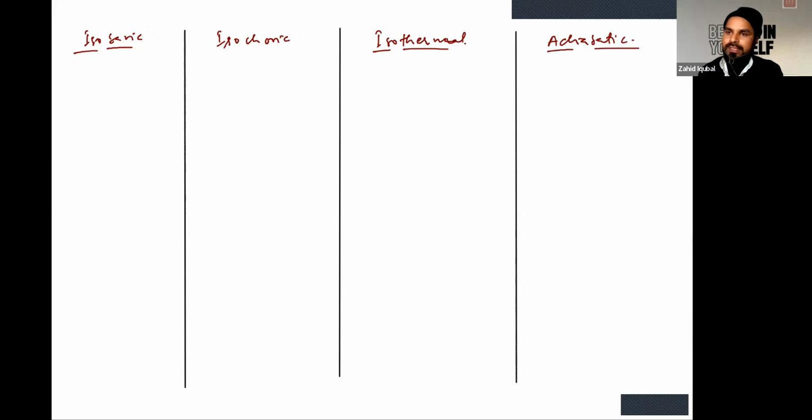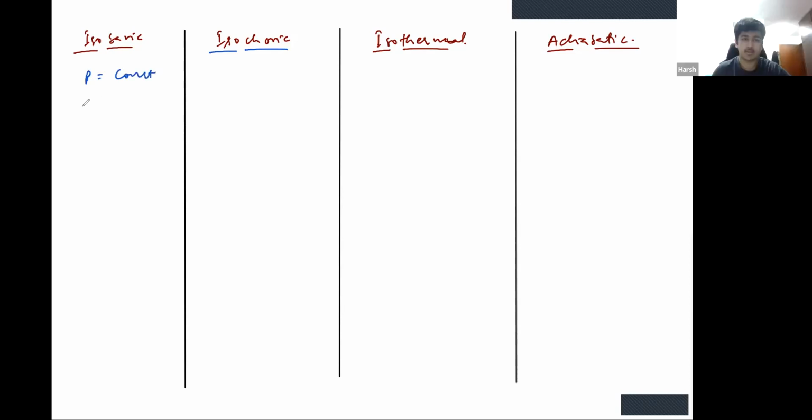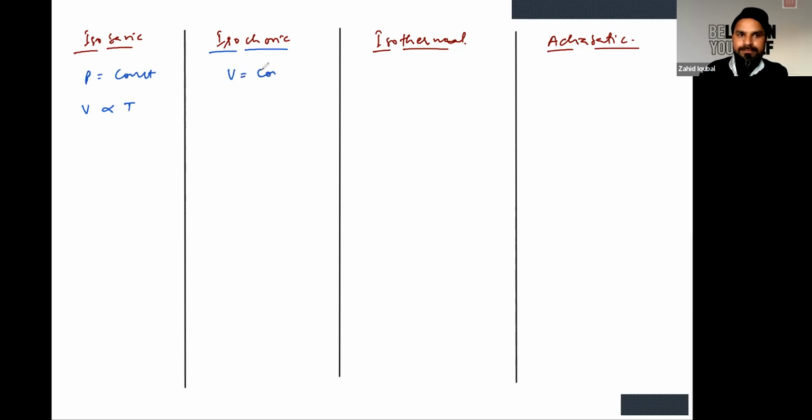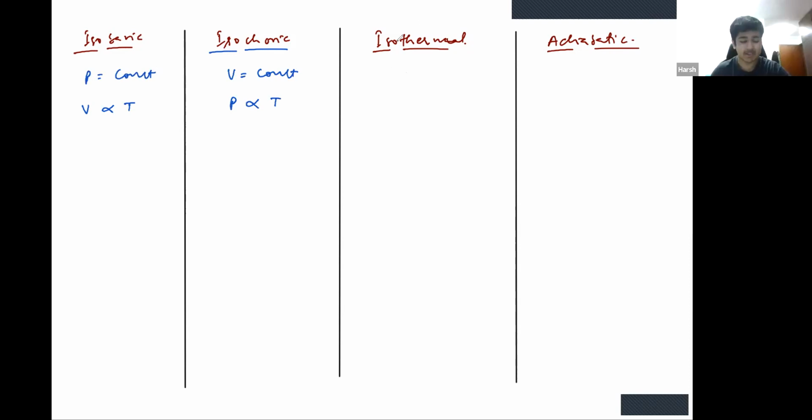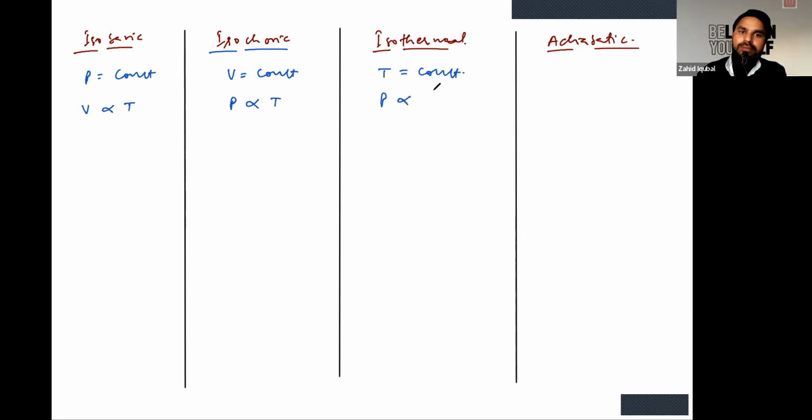So using the equation of state, the general equation of ideal gas, PV equals nRT. In the first part, pressure will be constant, so volume and temperature will be directly proportional to each other. In the second part, volume is constant, so pressure and temperature will be directly proportional to each other. In the third part, isothermal, temperature is constant, so pressure and volume will be inversely proportional to each other.